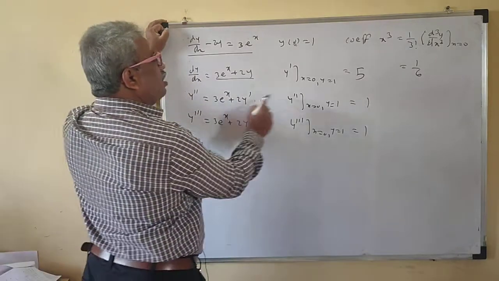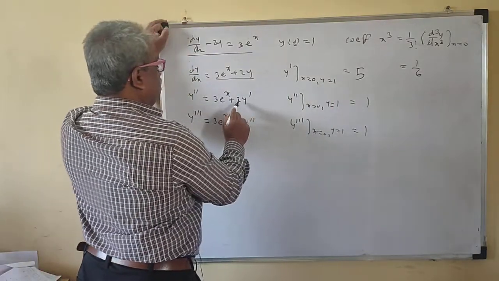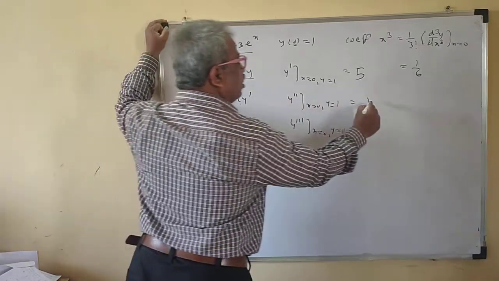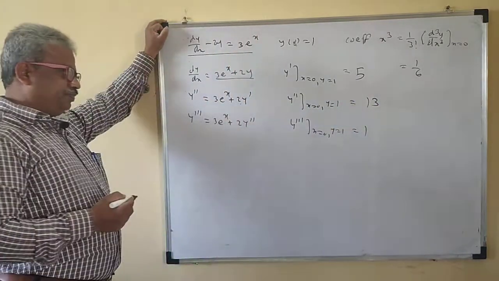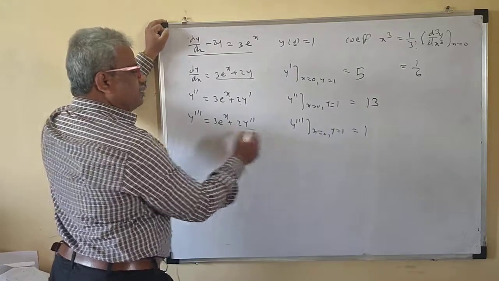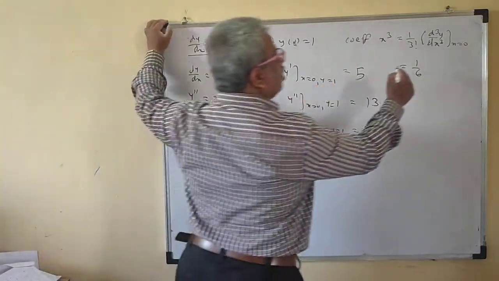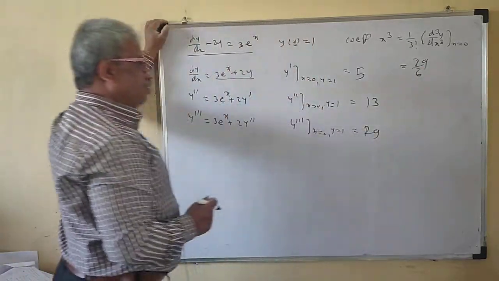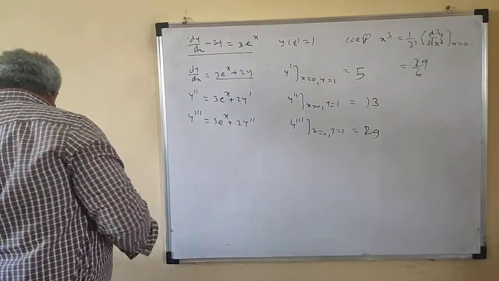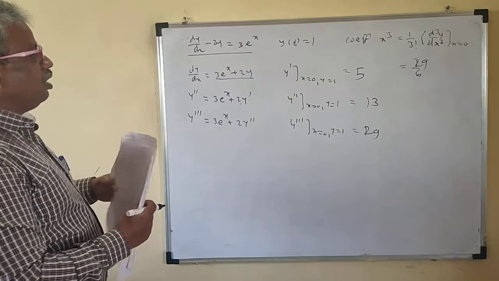So now this will then be, if y prime is 5, this is 10. 10 plus 3 is 13. So this will be the 13 now. Okay, then this is 26, so this will be the 29 now. So this will be 29 by 6. The value will be 29 by 6. It is not divisible by this one.